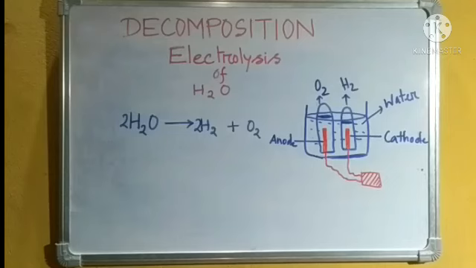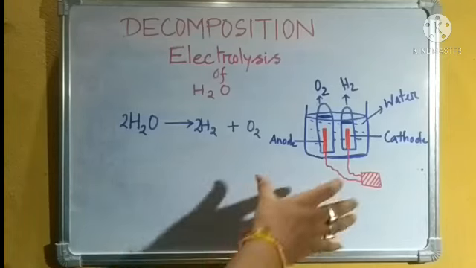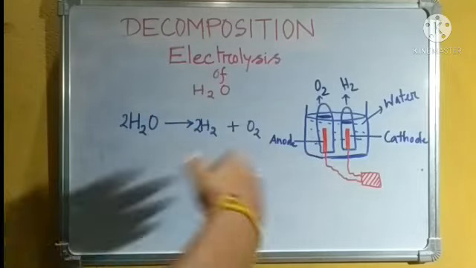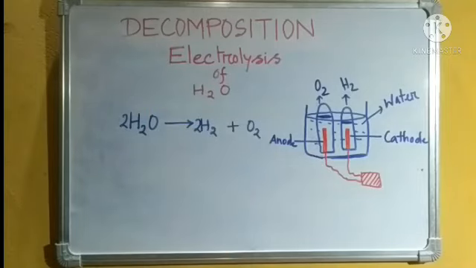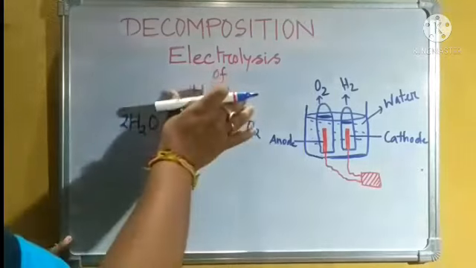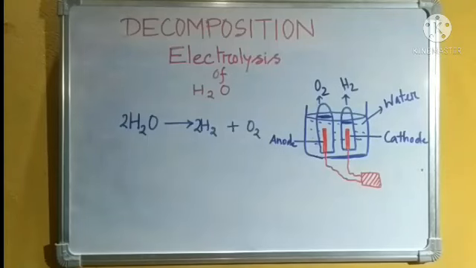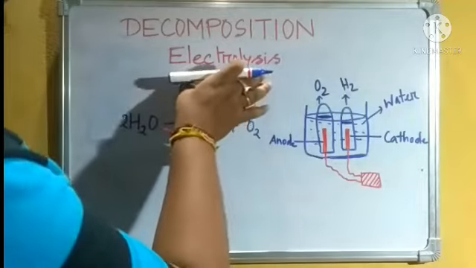Okay students, now we are seeing some diagrams here, and these diagrams represent activity 1.7 that is given in your book. This is a unique thing: electrolysis of water. Now you may ask, I have already said that decomposition generally occurs by heat or by light. But this is another type of decomposition where electricity is used.